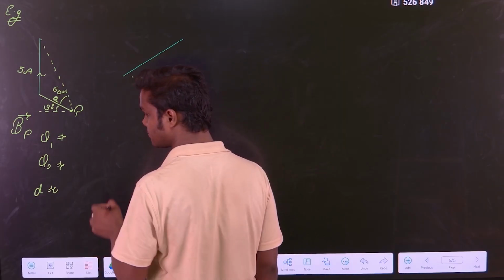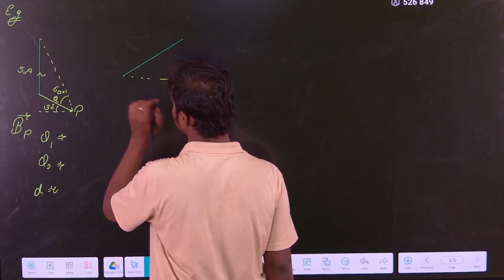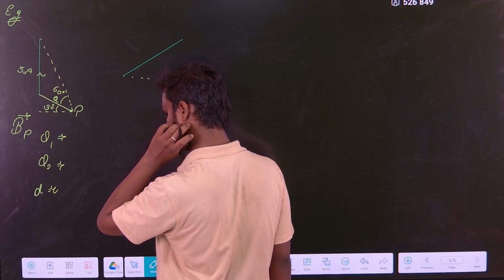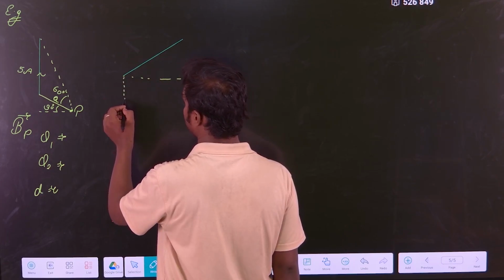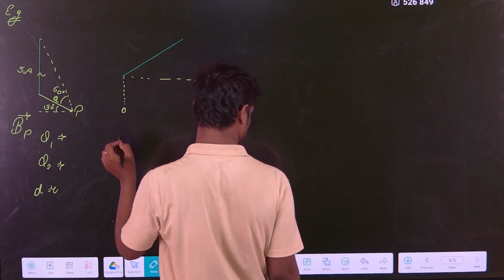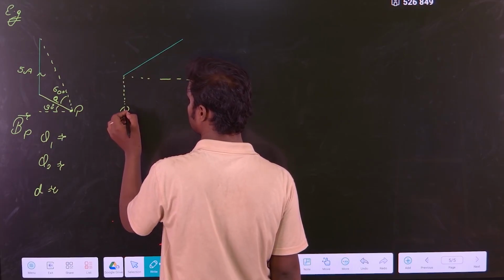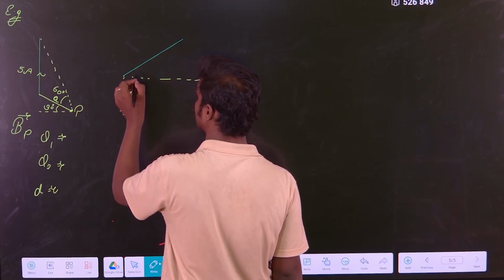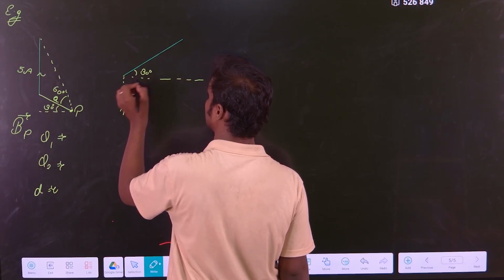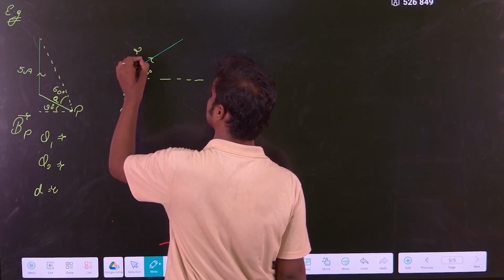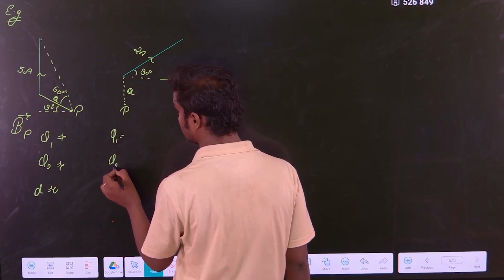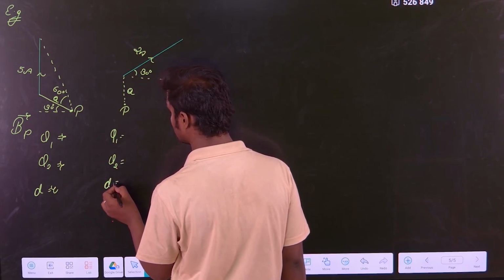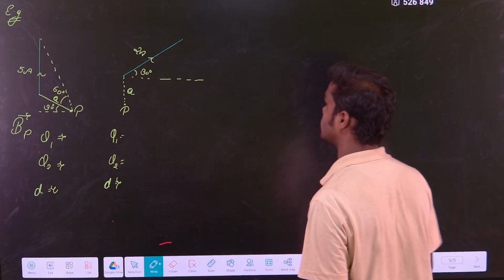Clear? Suppose this is a point P, and this distance is A, and this angle is 30 degree. You have to find the magnetic field. The current is 2 ampere. Again, my same question here is, you have to tell me theta 1, theta 2 and D. These are the three values you have to tell me for this question.